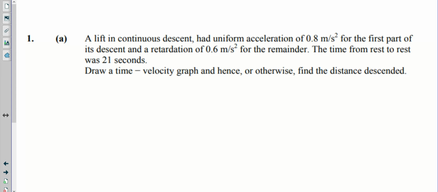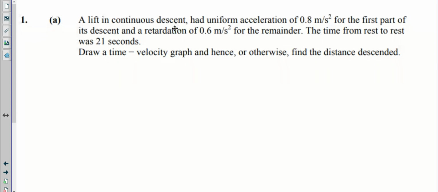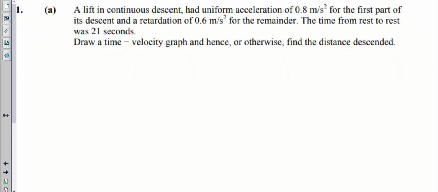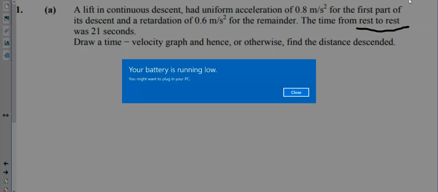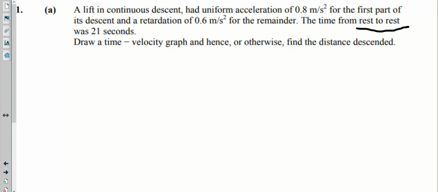Question 13, a mock, and what we're doing is the following. We have a lift that is in continuous descent. However, it does start from rest. Everybody see the underlying term, rest to rest? Okay. Now, here's what we're going to do. We're going to go up and we're going to go across.